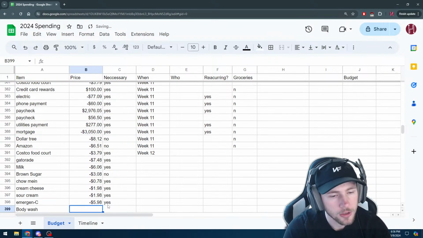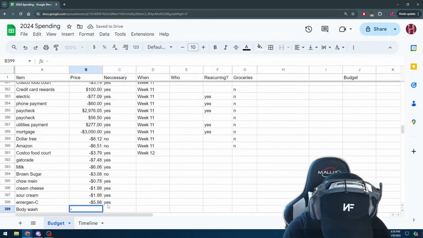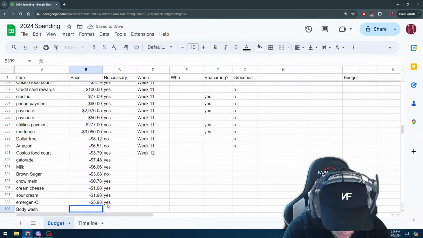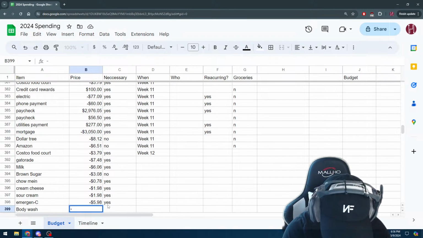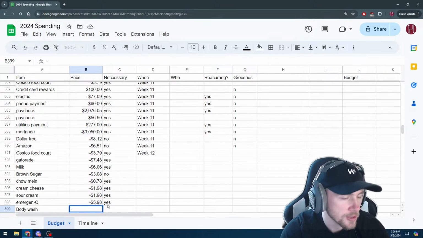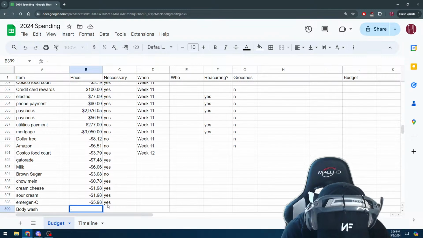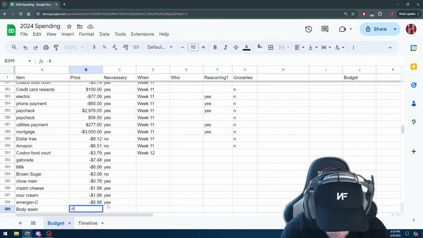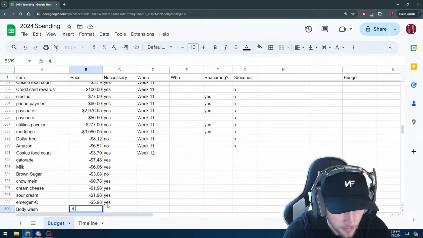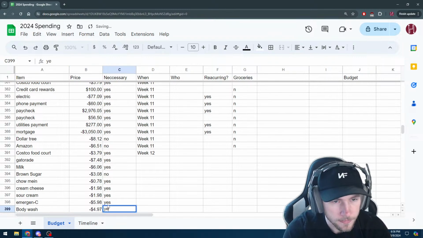Body wash. We do count body wash as groceries along with soap, some other things that you get from the grocery store. We're gonna put it in as minus 497 because that's what it was.